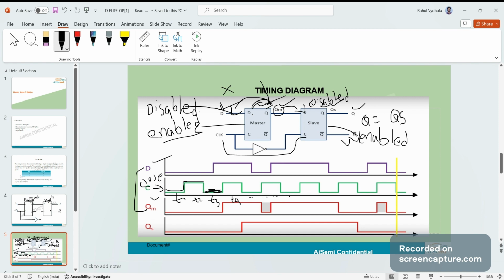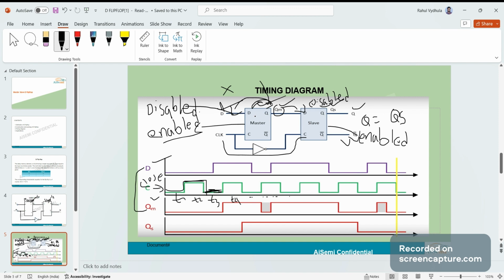That's why, from the timing diagram, the D signal is changing from high to low. That means from here it is changing from high to low, but because it is in disabled mode, QM does not change. Okay, because the master is disabled. This is a point. This is in disable condition. That is why it is not changing this value.